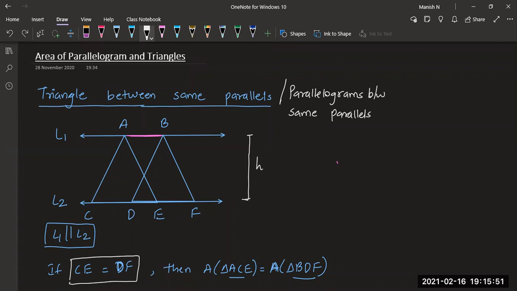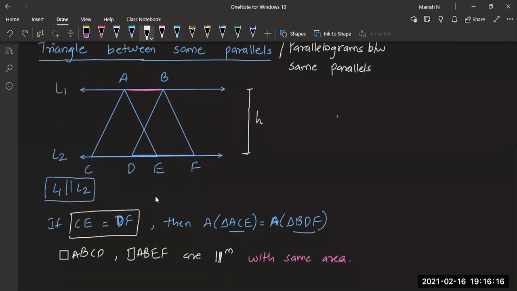Because we have already said that they are between same parallels, which means they have same height. If they have same height and you have drawn the bases as equal, then their areas are supposed to be equal, because area of triangle, what is it? It's half into base into height. So if the heights are equal and bases are equal, the areas are supposed to be equal.